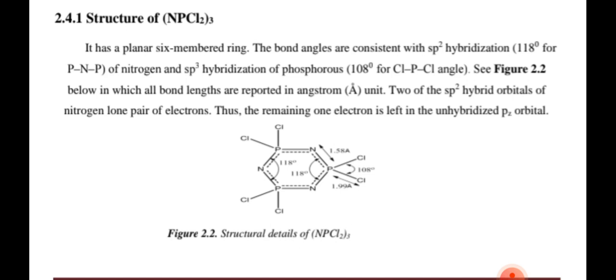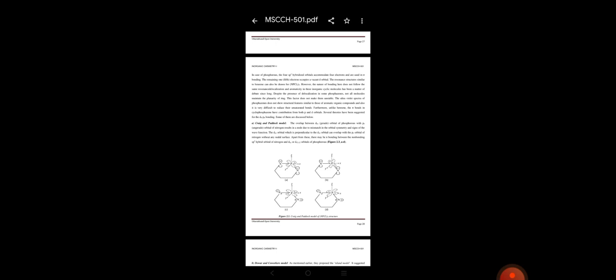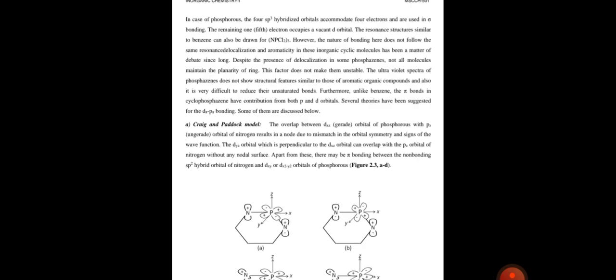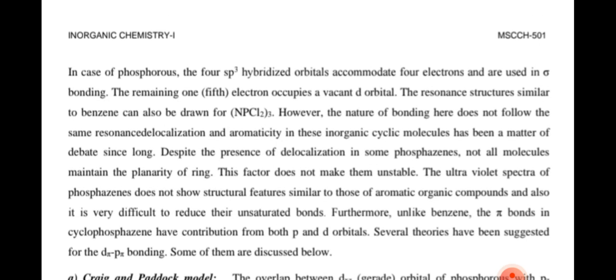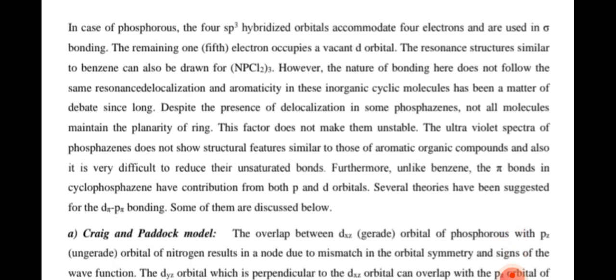Structural details of N3P3Cl6. In the case of phosphorus, four sp3 hybridized orbitals accommodate four electrons and are used in sigma bonding. The remaining one-fifth electron occupies a vacant orbital. The resonance structure, similar to benzene, can also be drawn for N3P3Cl6. However, the nature of bonding here does not follow the same.